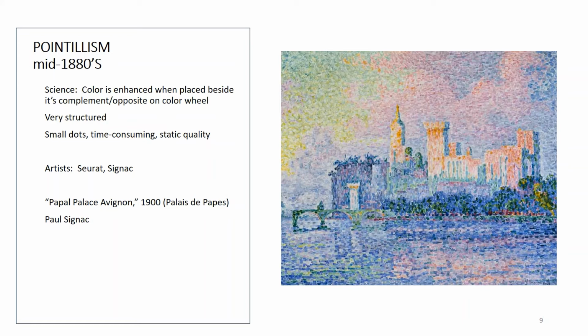I selected this piece because it's obvious that you can see these small dots of color and you can see the placement next to these opposite colors. And yet, if you stand back, you have a completely different vision of this piece. This was a work by Paul Signac of the Papal Palace in Avignon.